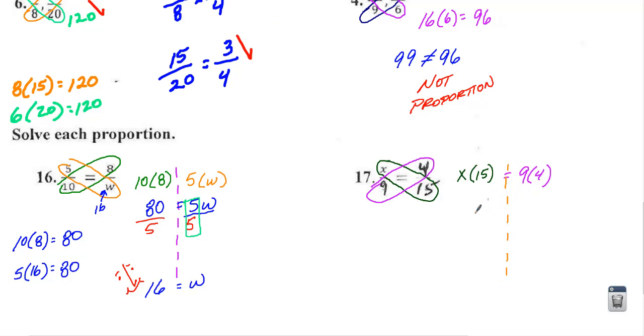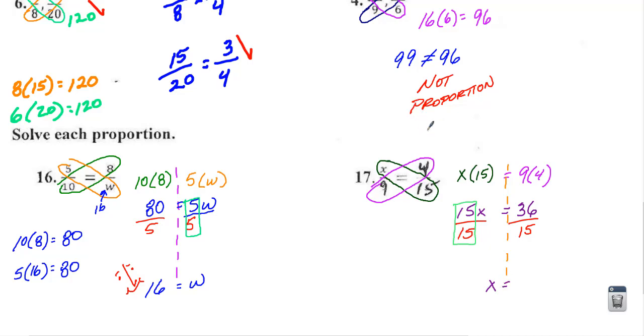When I do x times 15, I get 15x. 9 times 4, I get 36. The coefficient of x is 15, so I have to divide both sides by 15. When I divide by 15, I get a 1 right here. And 1 times x is x. That's what I'm solving for.